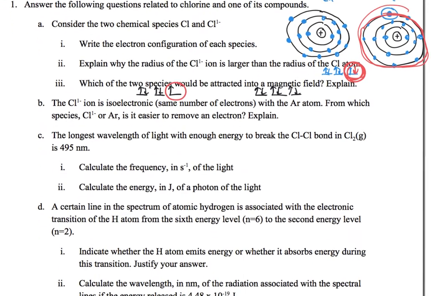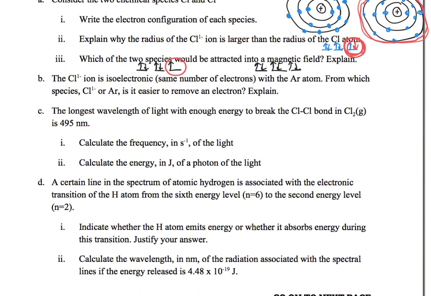All right, letter B. Cl minus is isoelectronic, same number of electrons with argon. From which species is it easier to remove an electron? Well, here's what I know. Both of them have the principal quantum number of 3, or 3 energy levels, right? They end with 3p. Chlorine has 17 protons. Argon has 18 protons, okay? And even though it's Cl minus, it still has 17 protons.